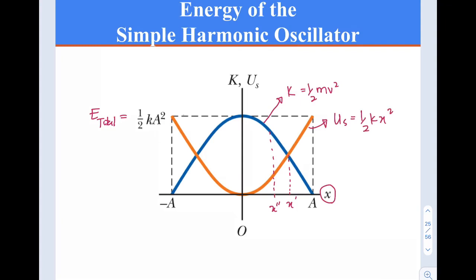If let's say you want to take a look at this time, x double prime, it's actually a combination of these two values. So E at x double prime is equivalent to Us at x double prime plus K at x double prime. And all the time, E total is equivalent to half Ka squared.